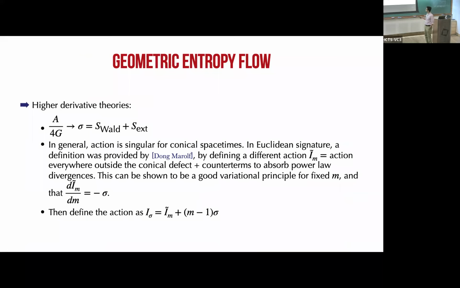There was some prescription that was made in this paper by Dong and Marolf, where they defined a different action, which is the action outside the conical defect with some counterterms which absorb some divergences. And they showed that this was a good variational principle for fixed values of the conical defect.